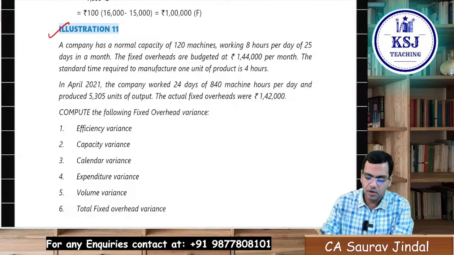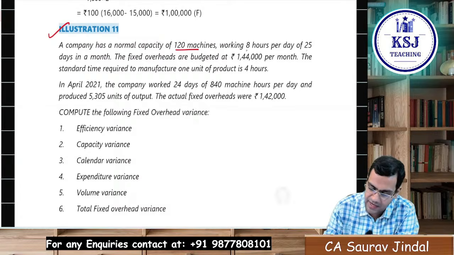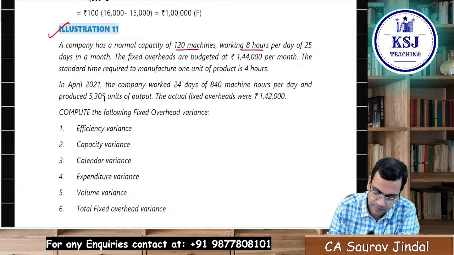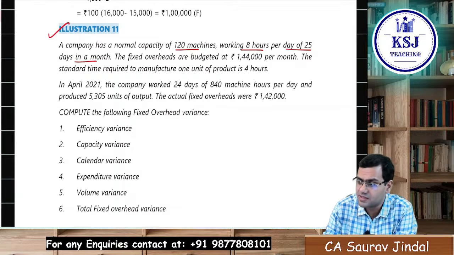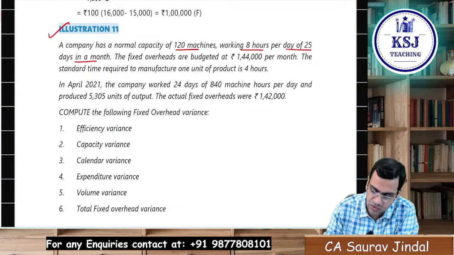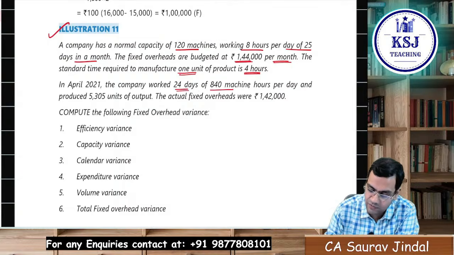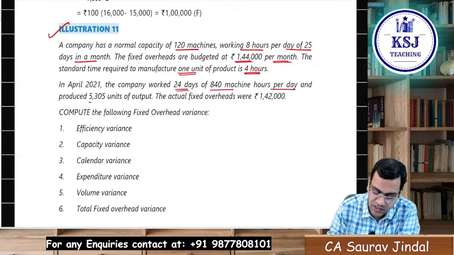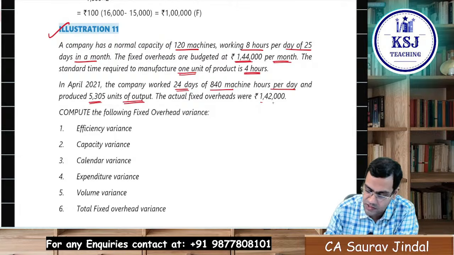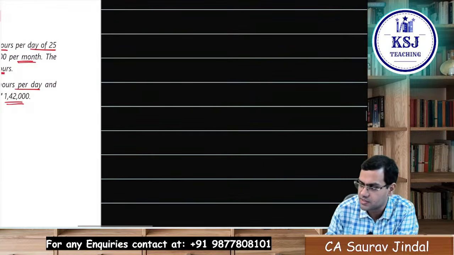A company has a normal capacity of 120 machines working 8 hours per day of 25 days in a month. This is normally what they do. This is the standard that they follow. The fixed overheads are budgeted at 1,44,000 per month. The standard time required to manufacture 1 unit of the product is 4 hours. In April 2021, the company worked for 24 days and 840 machine hours per day and produced 5305 units of the output. The actual fixed overheads were 1,42,000. So it is about the fixed overhead variances.